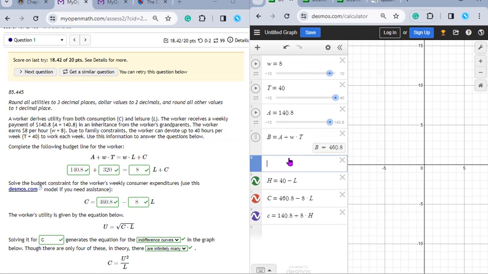And then I'm going to undefine L. I'm not going to define it yet. I'm going to replace this with B. I'm going to replace this with W. And then I'll go ahead and delete this one right here. Okay.